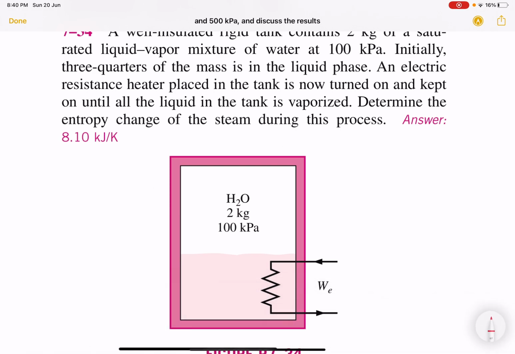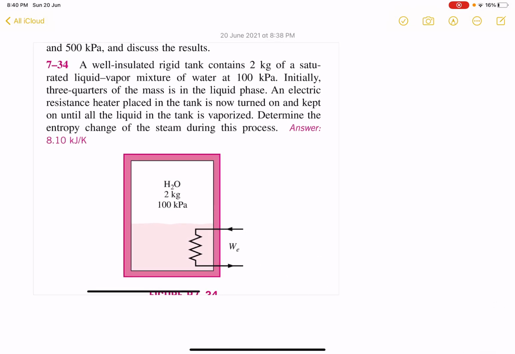A well-insulated rigid tank contains 2 kg of saturated liquid-vapor mixture of water at 100 kPa. Initially, 3/4 of the mass is in the liquid phase. An electric resistor heater placed in the tank is now turned on and kept on until all the liquid in the tank is vaporized. Determine the entropy change of the steam during this process.